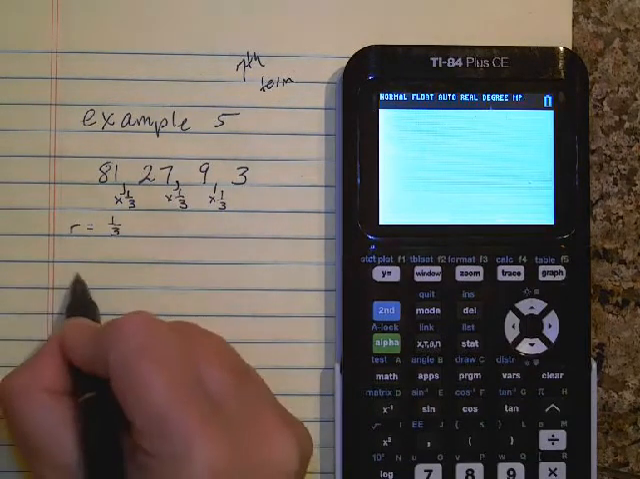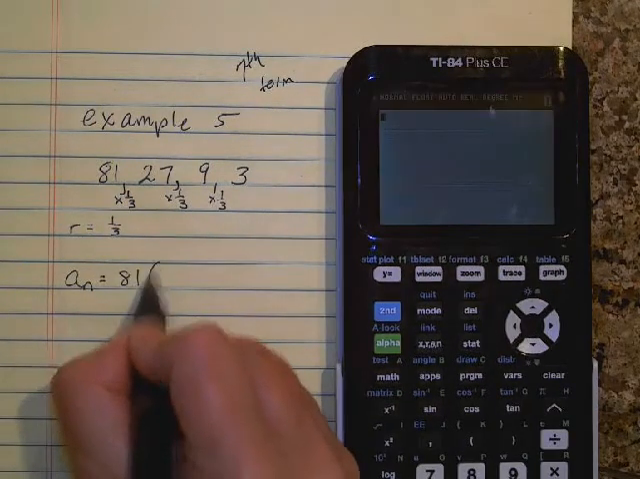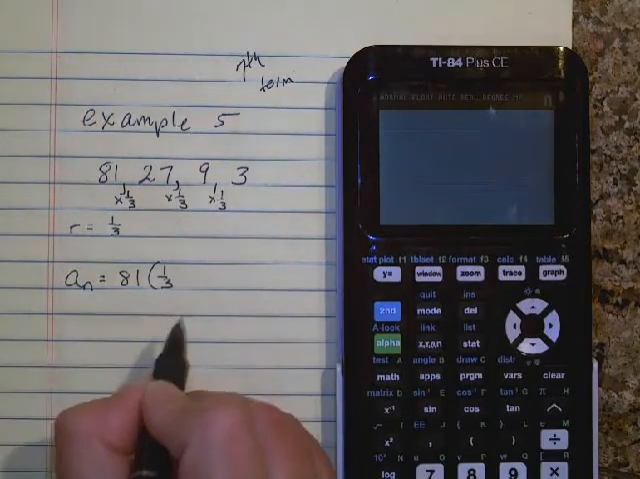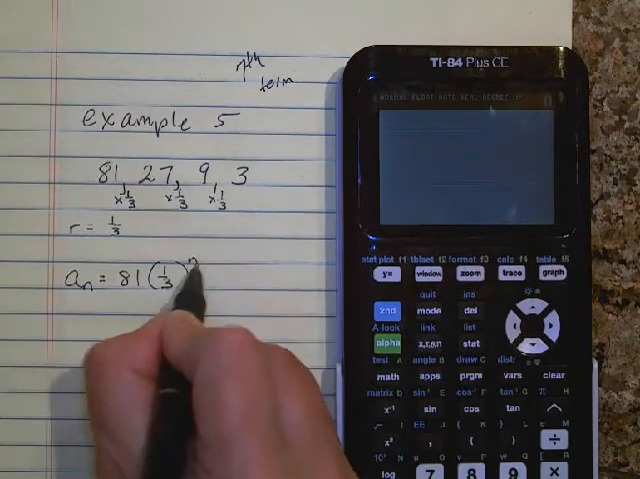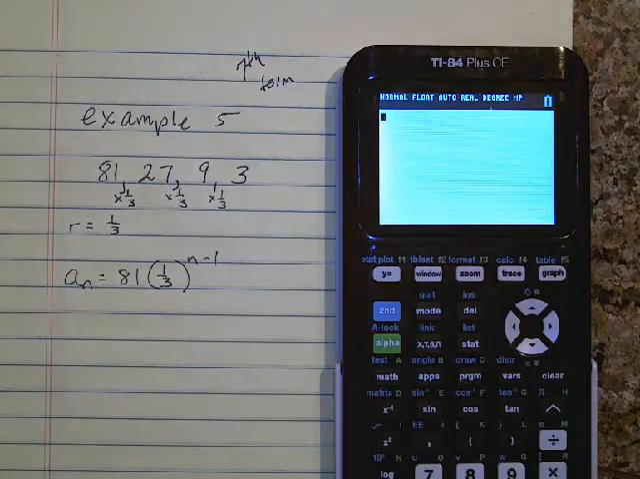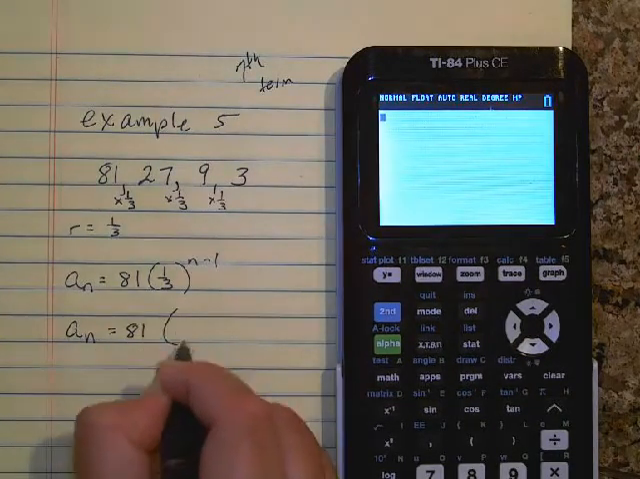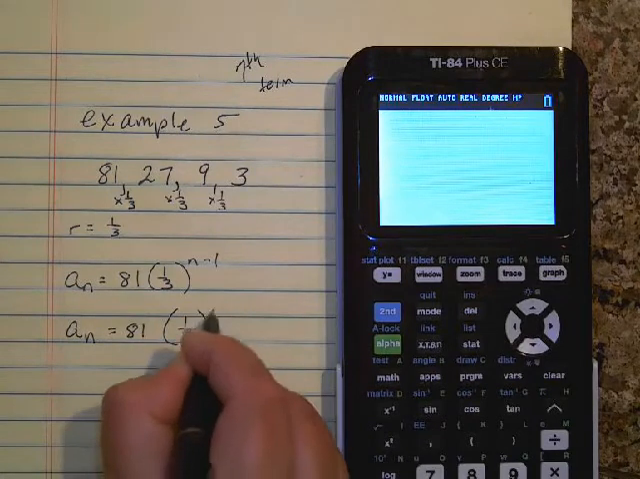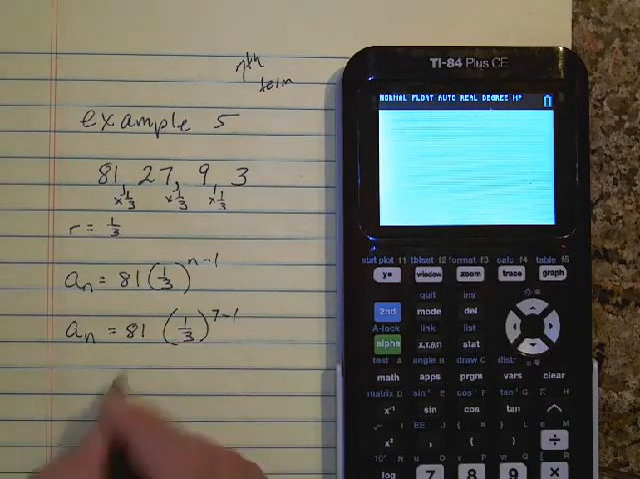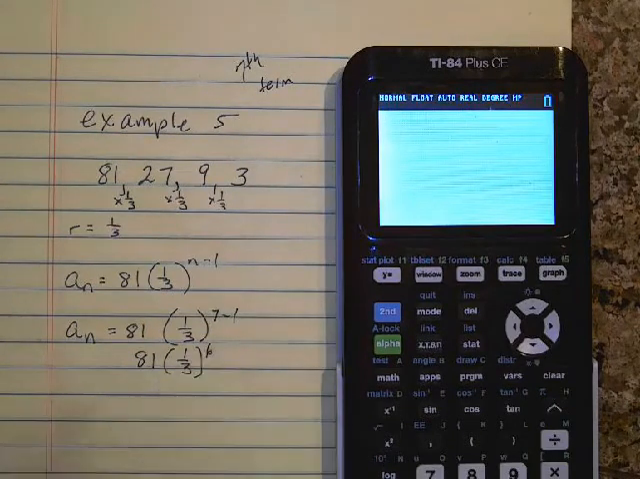So when I write the rule, I'm going to have the first term times the ratio to the n minus 1 power. So this is the rule. The next thing I want to do is try to find the 7th term. So I'm going to have a sub n equals 81 times 1/3 to the 7 minus 1 power, or 81 times 1/3 to the 6th power.